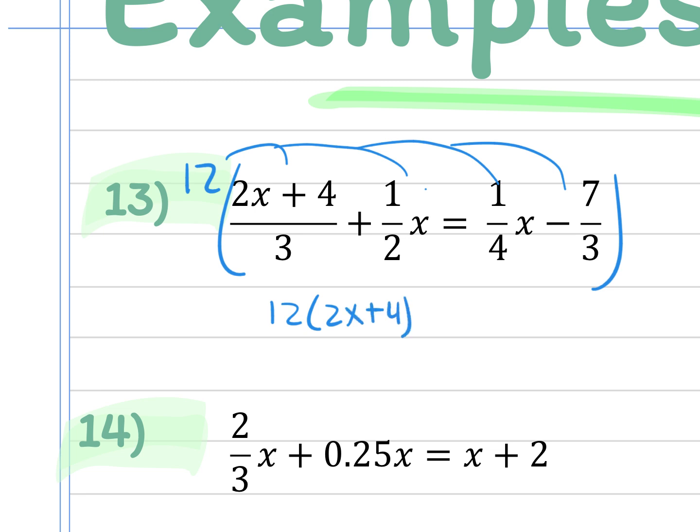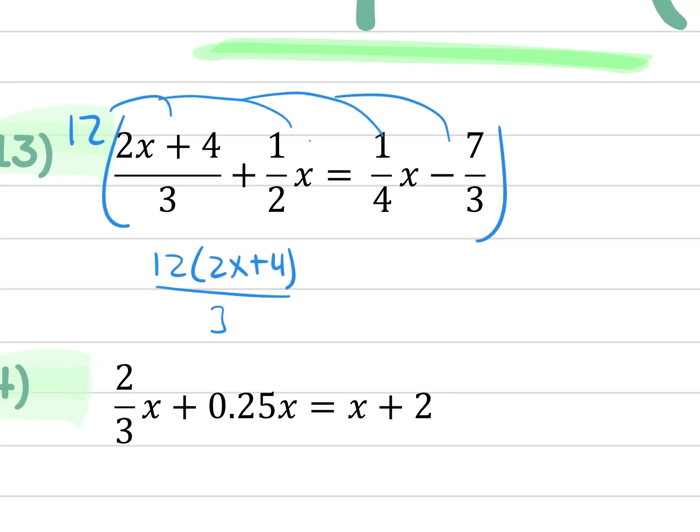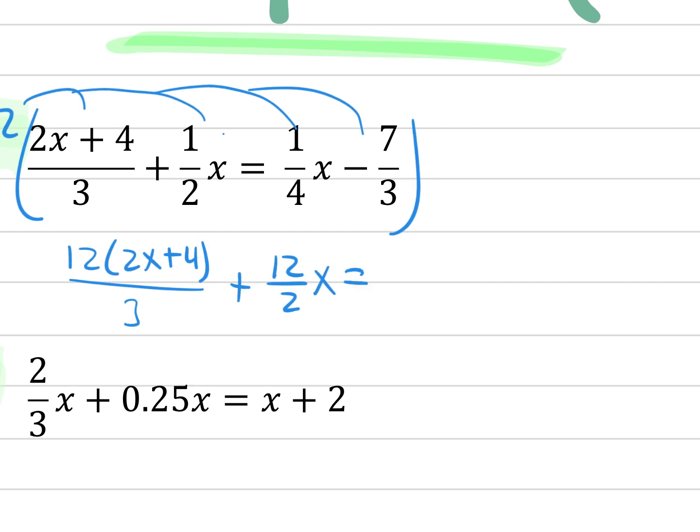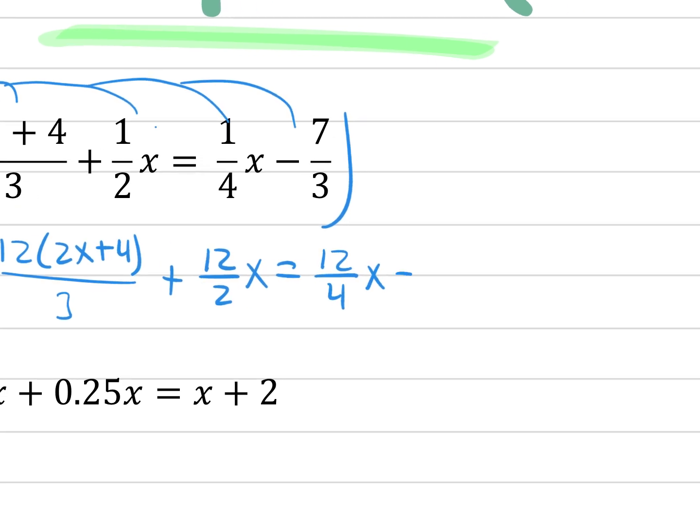So here we get 12 times (2x plus 4) over 3. In our next term, we get 1/2 x times 12. 12 times 1 is 12. We can leave the 2 on the bottom, x. And then 1/4 x times 12: 12 times the 1 is going to be 12 over 4x, and then minus 7 times 12 over 3.